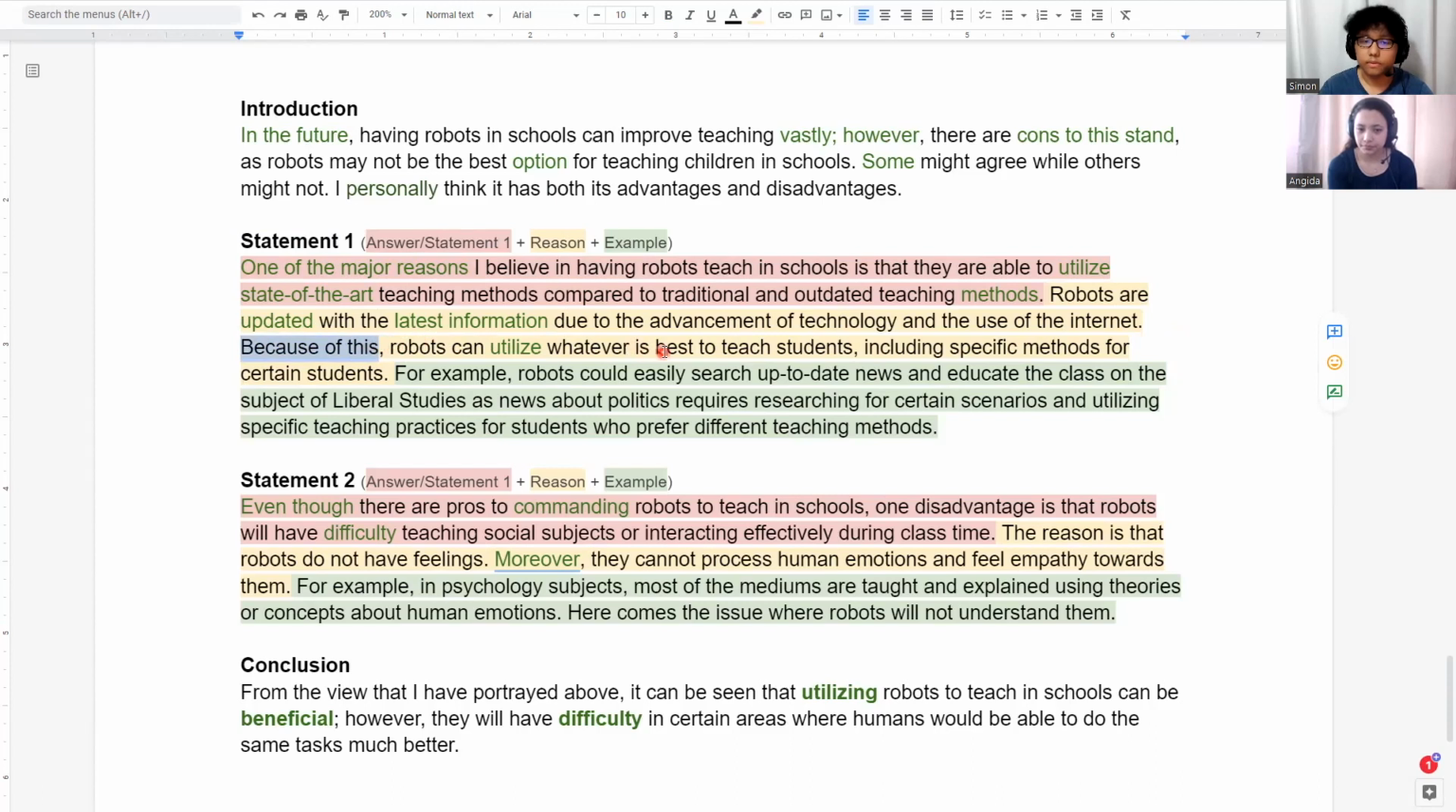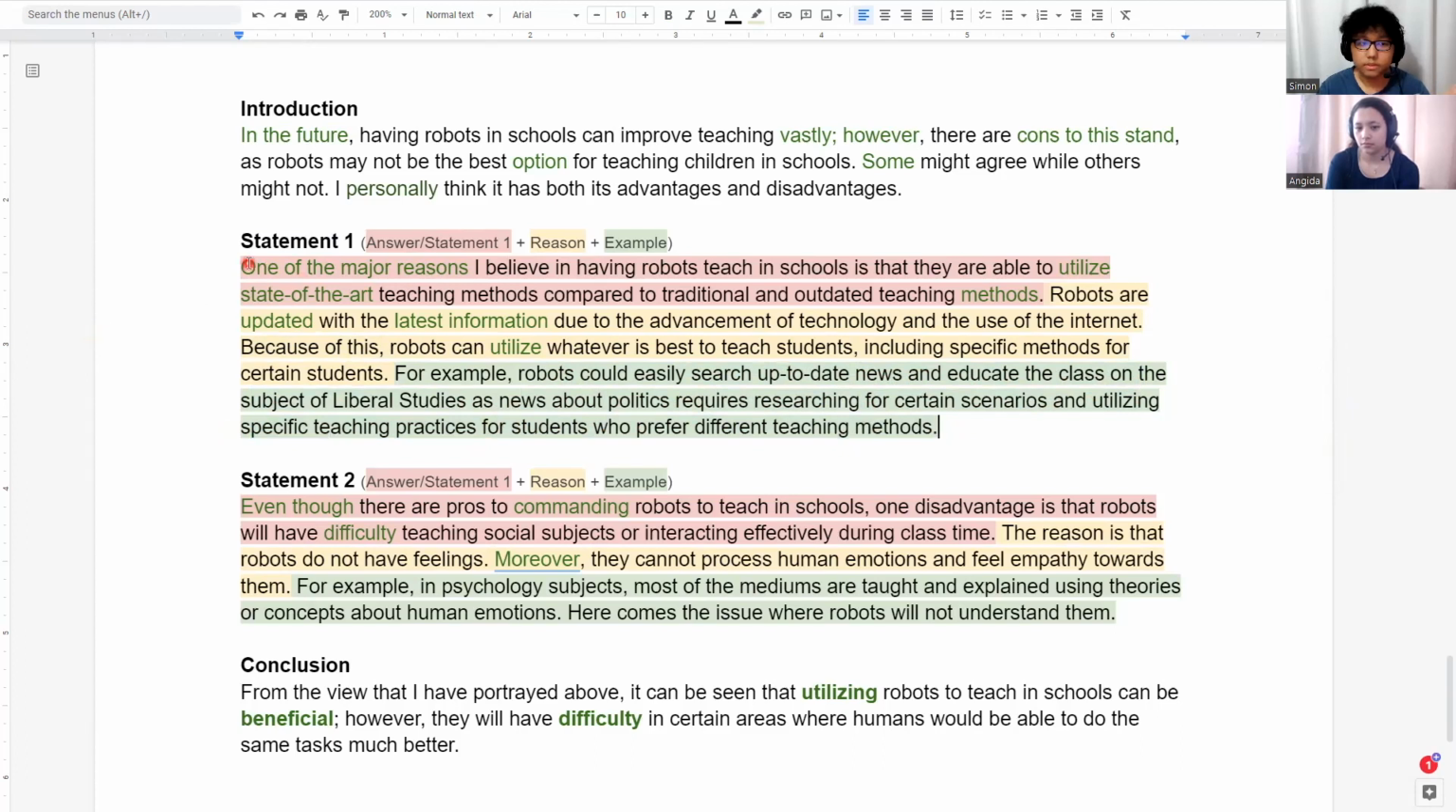Robots can utilize whatever is best to teach students, including specific methods for certain students. This means that not only will they have some of the latest ways to teach students, but even for certain students who might have a different method of learning, then they will suffice for these situations. For example, robots could easily search up-to-date news and educate the class on the subject of liberal studies, as news about politics requires researching for certain scenarios and utilizing specific teaching practices for students who prefer different teaching methods.